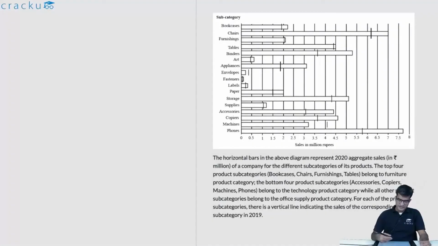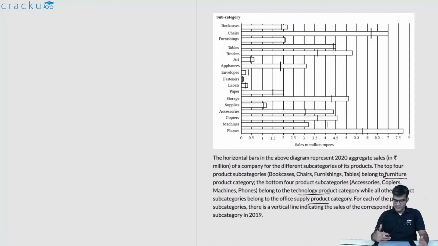In this question, we are given 17 subcategories. The names of the subcategories are bookcases, chairs, furnishings, tables, binders, art, appliances, envelopes, fasteners, label, paper, storage, supplies, accessories, copiers, machines and phones. The top 4 are categorized as furniture. The bottom 4 are categorized as technology, and everything else in the middle is categorized as office supply. The sales in 2019 and the sales in 2020 are given, and we are required to answer the questions based on these figures.